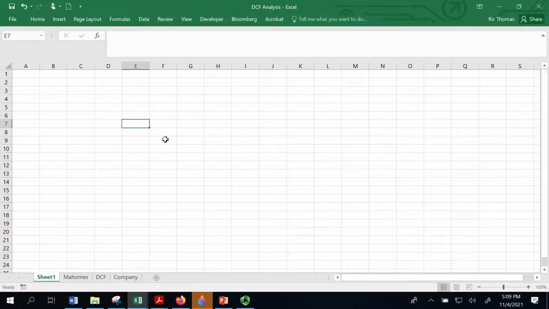Hi, everybody. Well, this is part one of a four-part series on how to do a discounted cash flow analysis and really how to value a company. And today's going to be kind of fun because we're going to be looking at Patrick Mahomes' contract ultimately as our base case. But a couple quick concepts just to make sure we're all on the same page here.